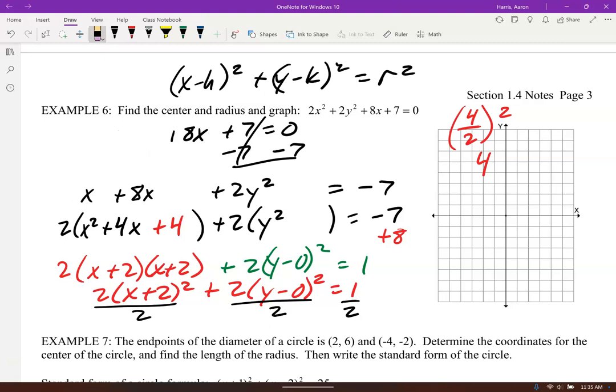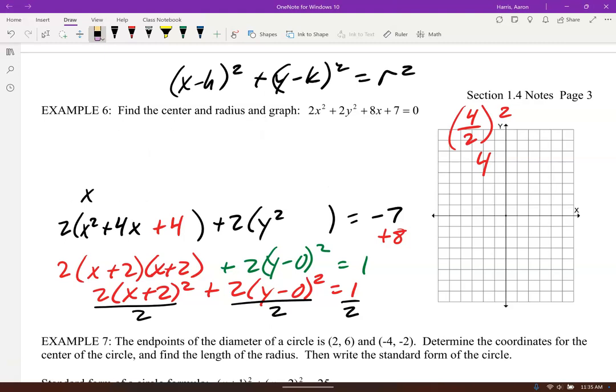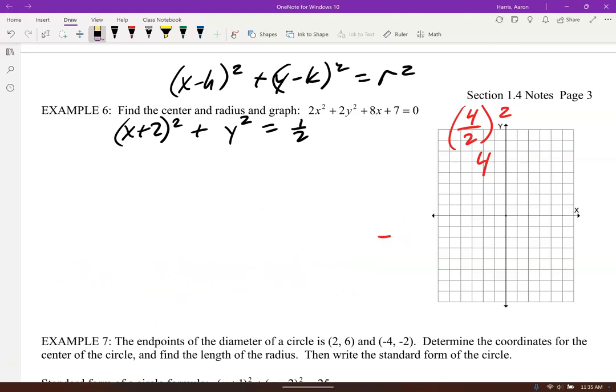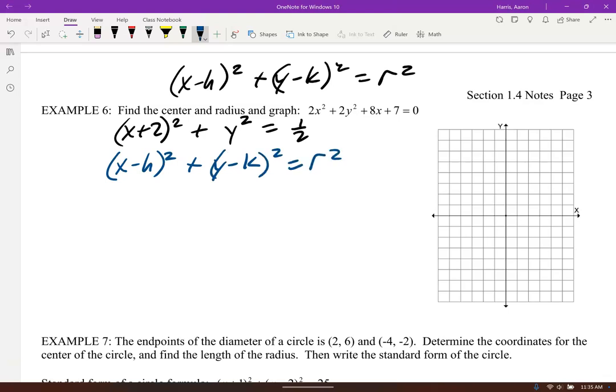And now we're left with, I'm going to go up here. I'm sorry, you guys, I make such a mess here, but I'm out of room. So now I have x plus 2 squared plus y minus 0 squared, or y squared, equals 1/2. And so now, that's my useful form, my standard form of a circle: x minus h squared plus y minus k squared equals r squared.